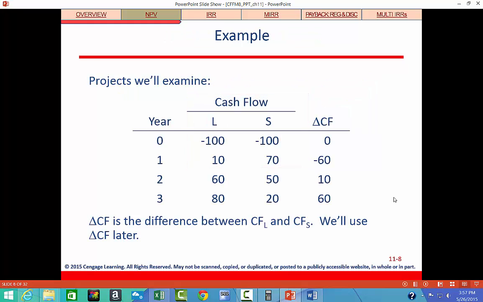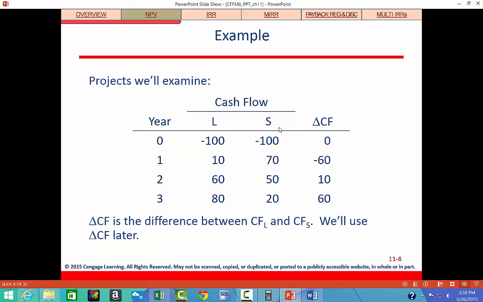And so the two projects that we're going to look at for a while in this chapter are Project L and Project S. So Project L, it stands for long because you have to wait a longer time to get the bigger cash flows at the end, like the $60 and the $80. And these are probably in millions, so just think like that so it doesn't seem so small.